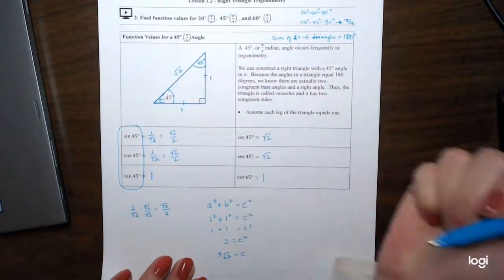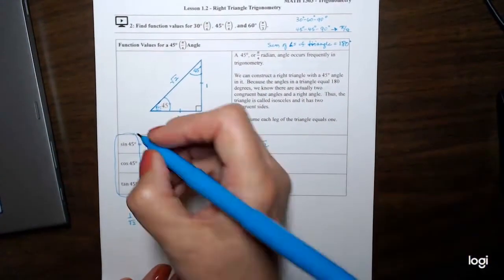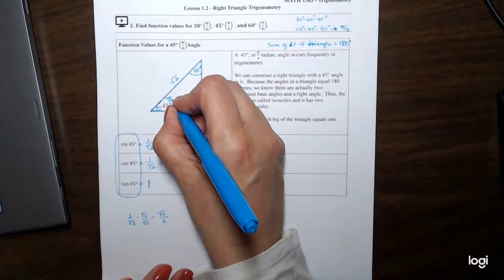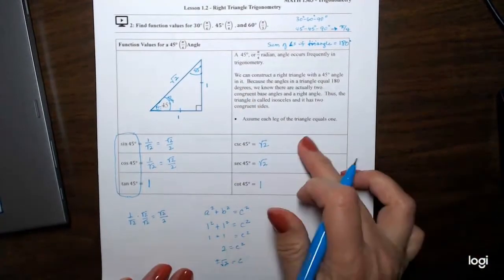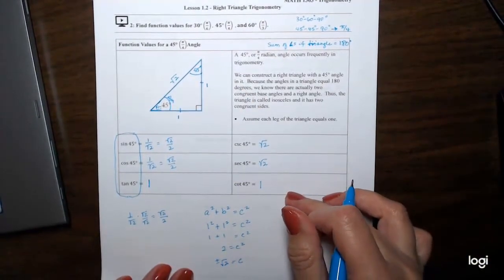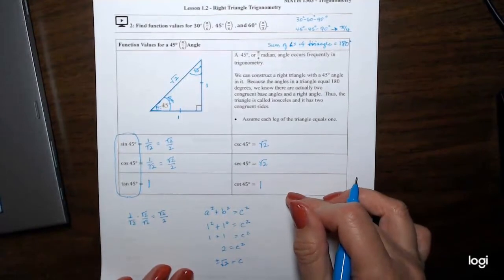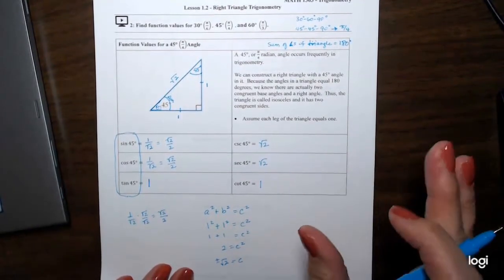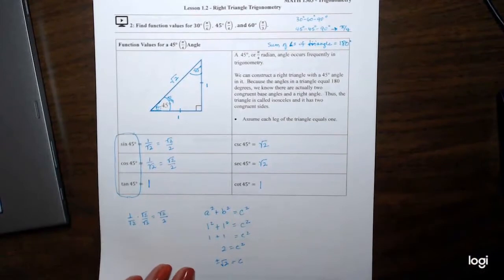Also called the angle pi over 4. If this was called pi over 4 instead of 45 degrees, the answers would all be the same, because 45 degrees and pi over 4 are the same angle measurement, just different units of measure.